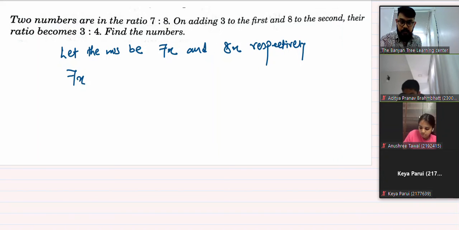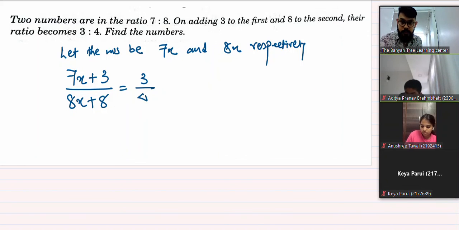When we add 3 to the first number, 7x plus 3, and 8 to the second number, 8x plus 8, their ratio becomes equal to 3:4. So this is equal to 3/4. Okay, now you need to cross multiply.